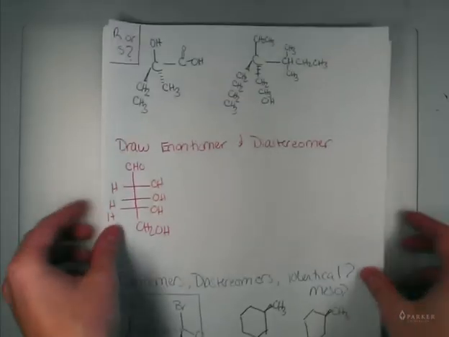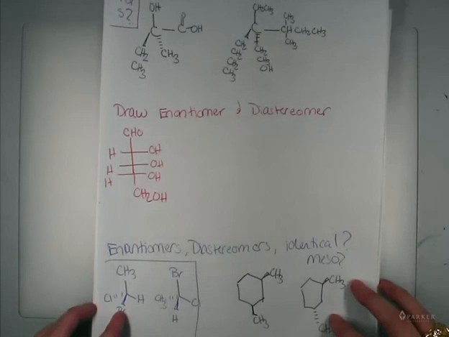If I'm looking at a Fischer projection, going right and left, is that wedge or dash? Wedge, and up and down? Dash. What does meso mean? Yeah, internal plane of symmetry. And what do you call a mirror image of a meso compound? Identical.